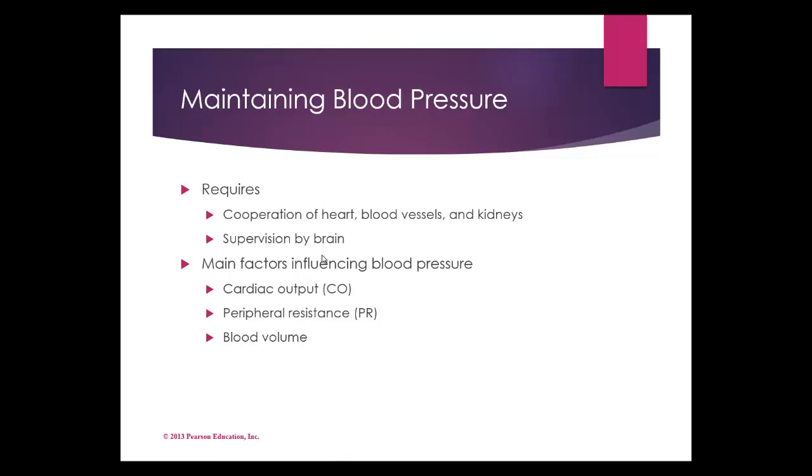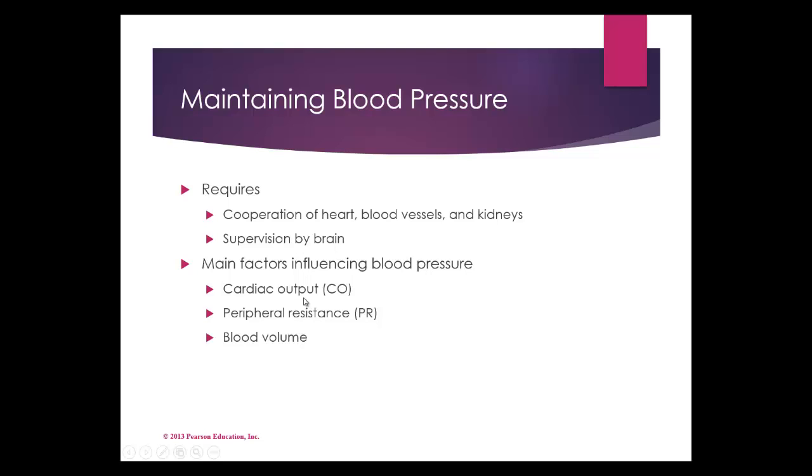So blood pressure is something that is important to homeostasis. It's delivering oxygen and nutrients to the tissues, keeping the tissues supplied with what they need to survive. Maintaining blood pressure not only requires the work of the heart and the blood vessels, but the kidneys also play an important role, and the brain is constantly sensing and monitoring this blood pressure. So it's part of a negative feedback system that is very tightly controlled, using long-term blood pressure control as well as short-term blood pressure control.